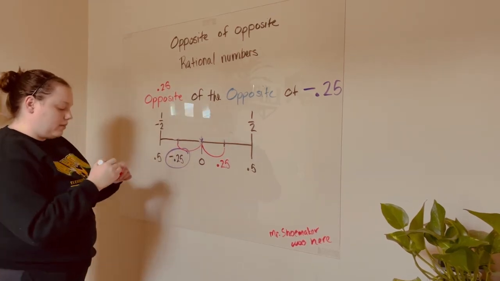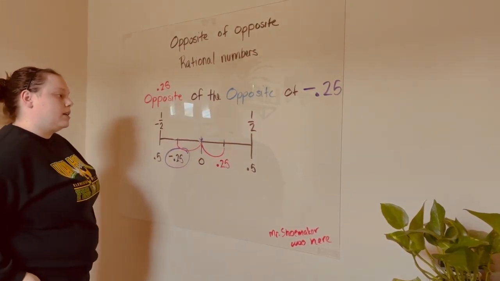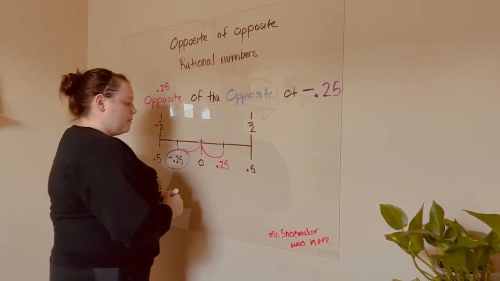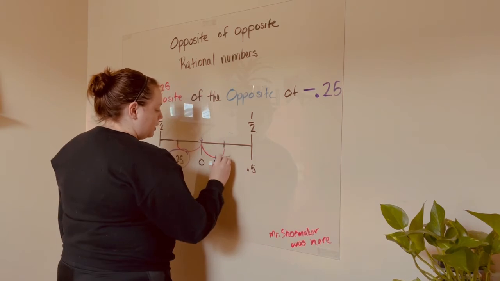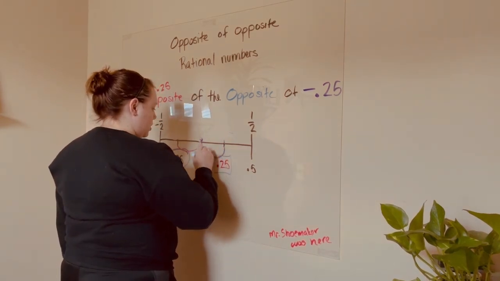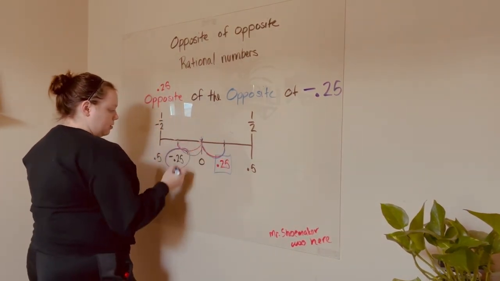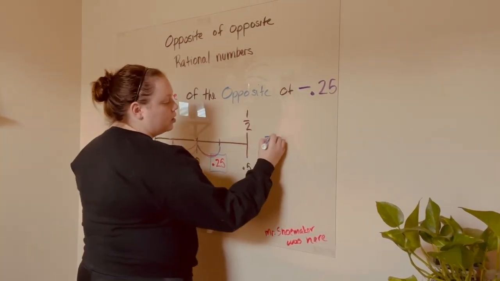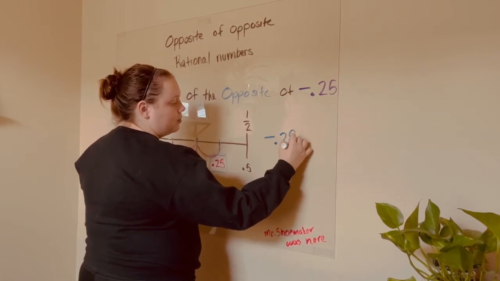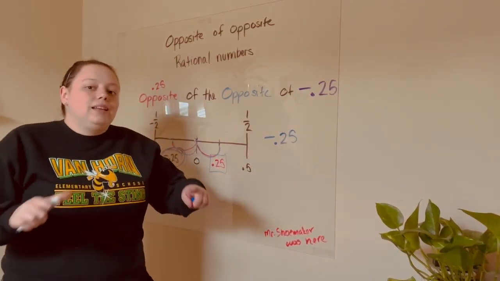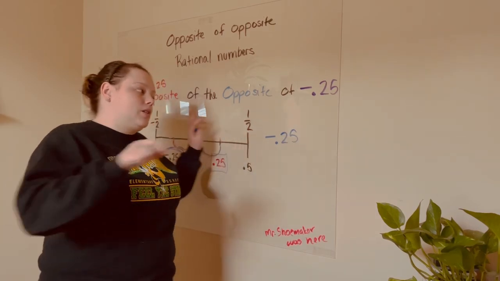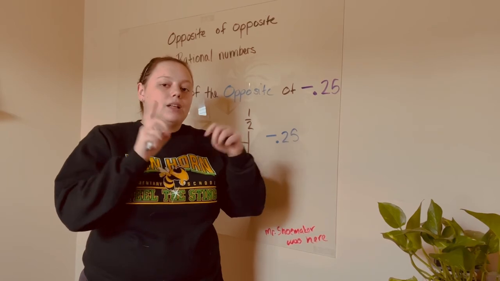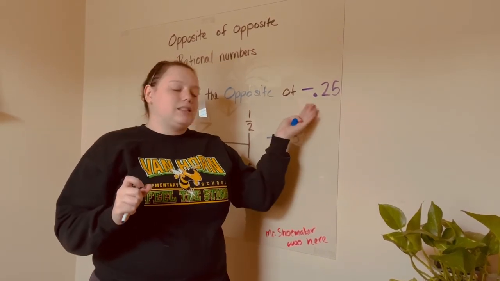Now I need to find my second opposite. My second opposite is blue. I have positive 0.25, and I need to go back. 1, 1. Oh, so the opposite of the opposite is negative 0.25. So remember, as long as you know the number line part, you can say it. It's like they cancel out. They cancel out because they're both being used, and it just stays the same.